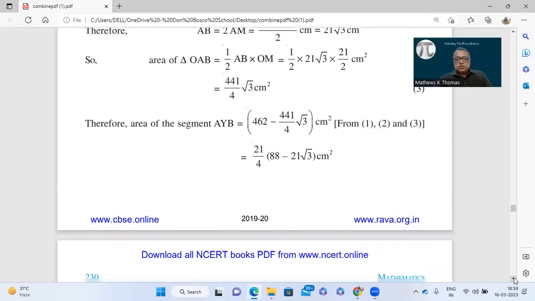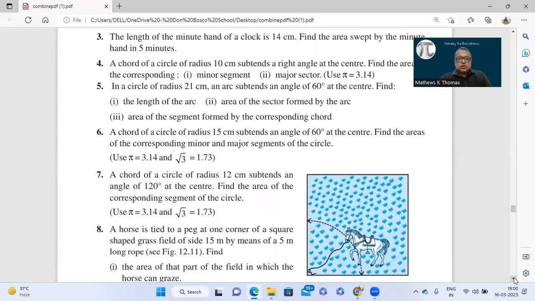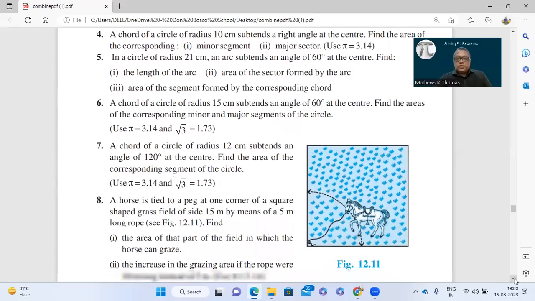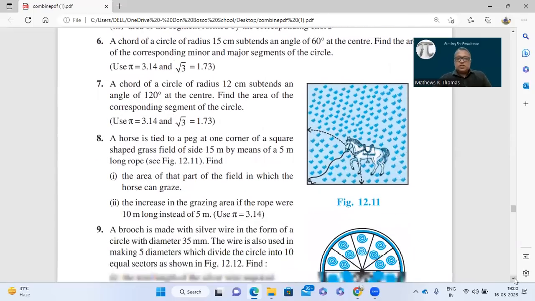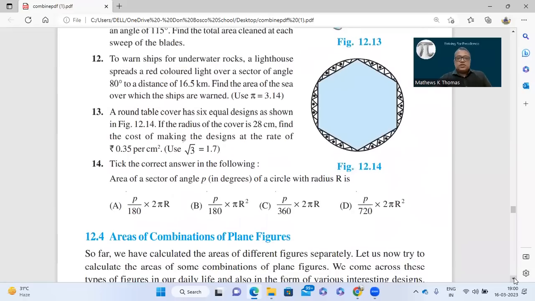Very important. And if you go to the second exercise, question number 3, that is the minute hand area swept in 5 minutes. You should know that for every minute of movement, what is the degree that the minute hand moves. So question number 3, kindly mark this important. And question number 5 and 6, minor segment, major segment, length of the arc formula, this you should know. Question number 7, kindly mark this important. Right? Question number 13, kindly mark this important.